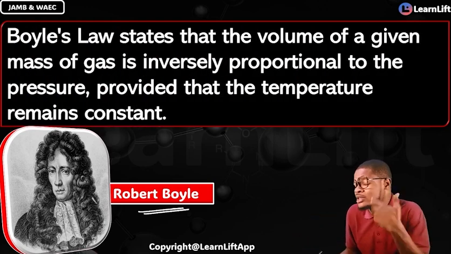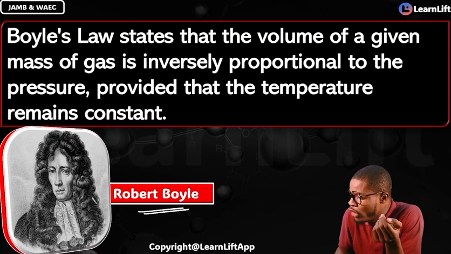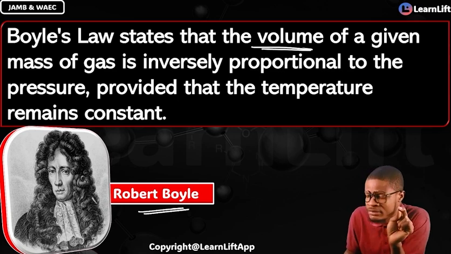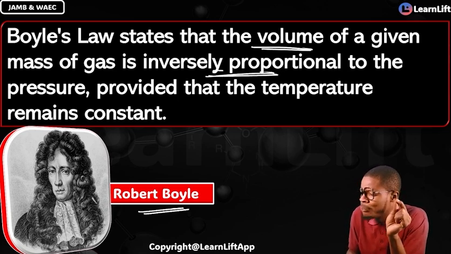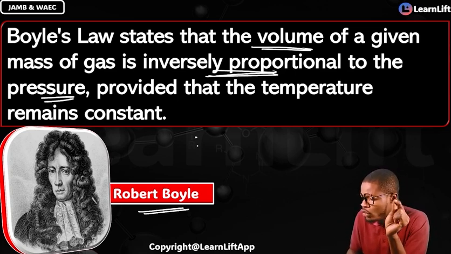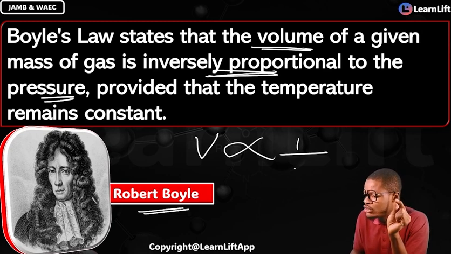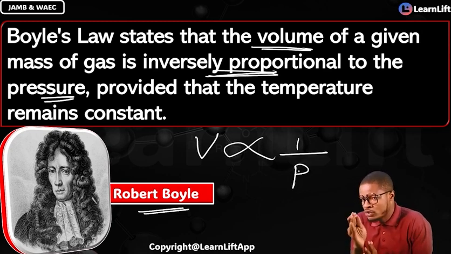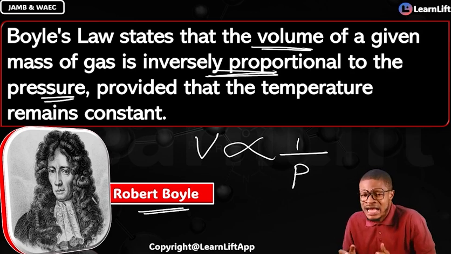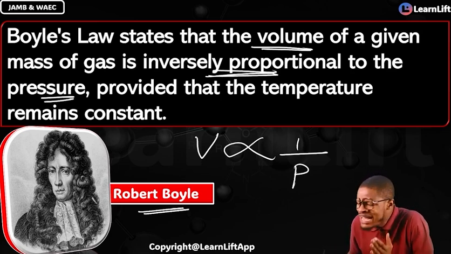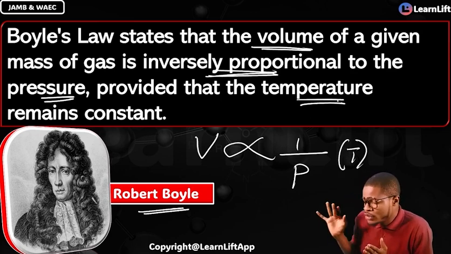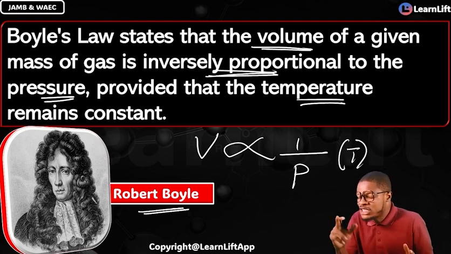He went further to tell us that Boyle's law states that the volume, underline the word volume, of a given mass of gas is inversely proportional to the pressure. In other words, volume is an inverse proportionality of pressure. That was what Boyle was driving our attention to. He said that the volume of a given mass of gas is inversely proportional to the pressure, provided that temperature remains constant. As you are keeping temperature constant, volume is an inverse proportionality of your pressure.